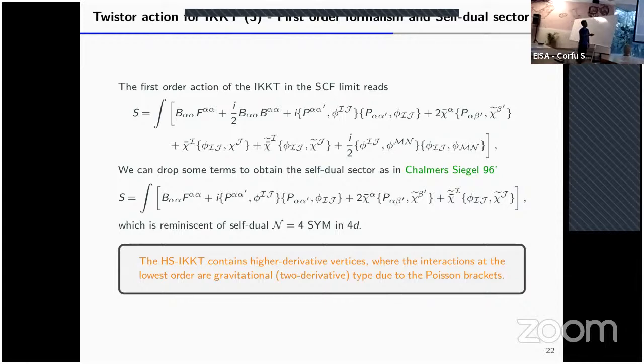So as you can see here, something different with this Yang-Mills action, the super self-dual super Yang-Mills action, is the following. The higher spin IKKT, or just the IKKT, contains higher derivative vertices because we have a Poisson structure. And if you want higher derivatives, you replace this with the Moyal bracket here. The lowest order are the gravitational, which is two-derivative interactions due to the Poisson bracket. Okay, so it's a gravitational theory, funny enough.